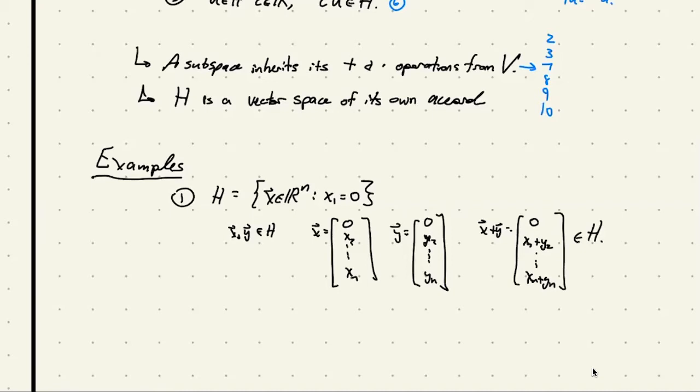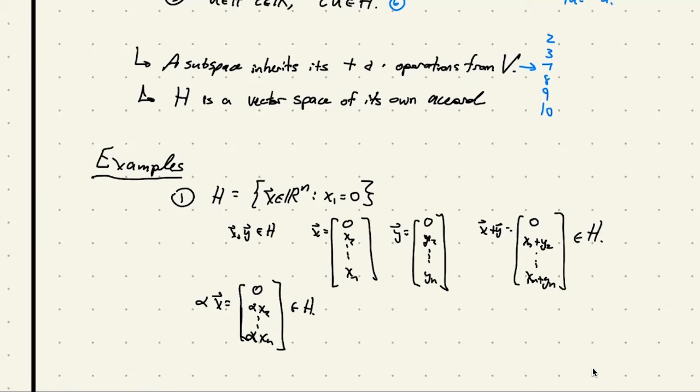Similarly, if I take alpha times x, this is going to be alpha times 0 is 0, alpha x2 down to alpha xn. That's still in H. And the 0 vector is still in this set, because the 0 vector is just all zeros. So hooray.